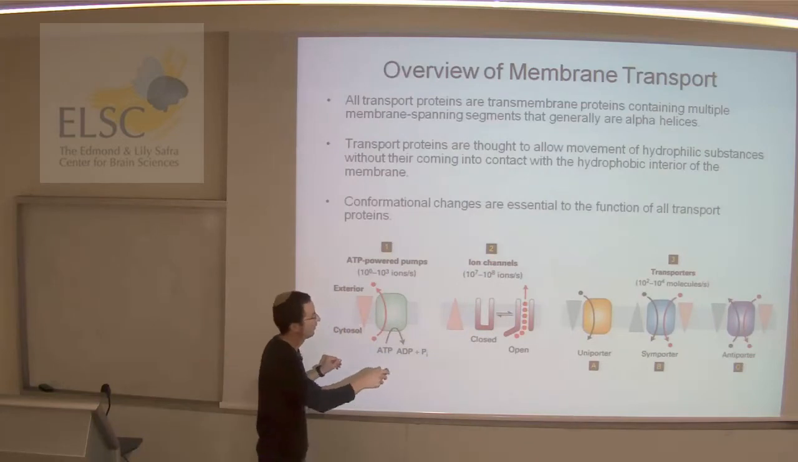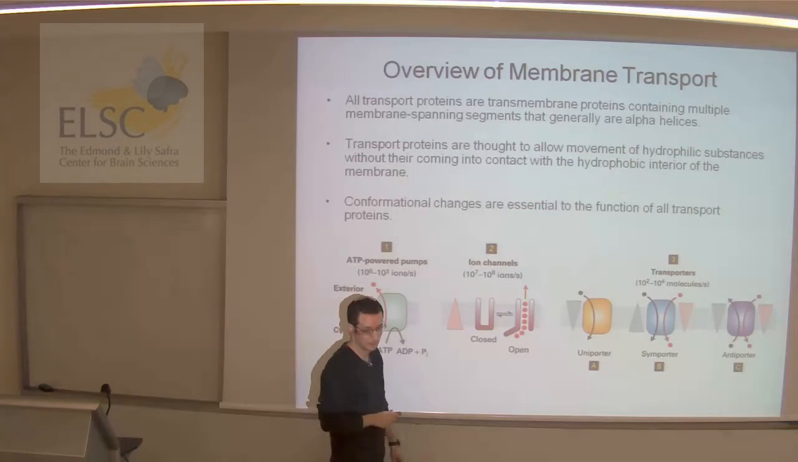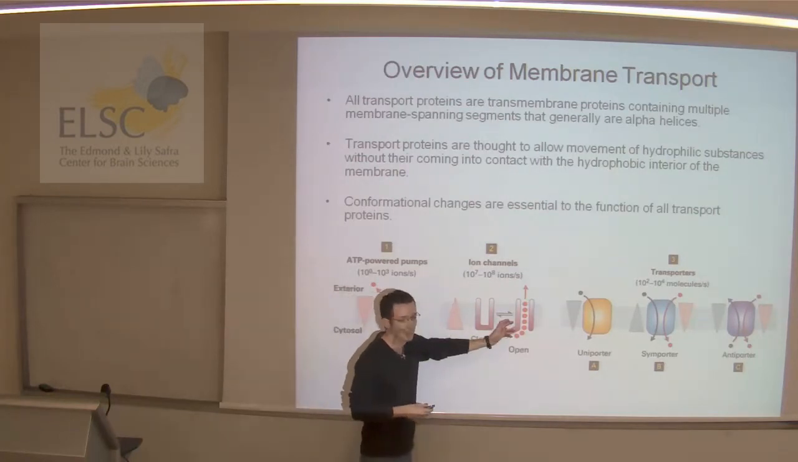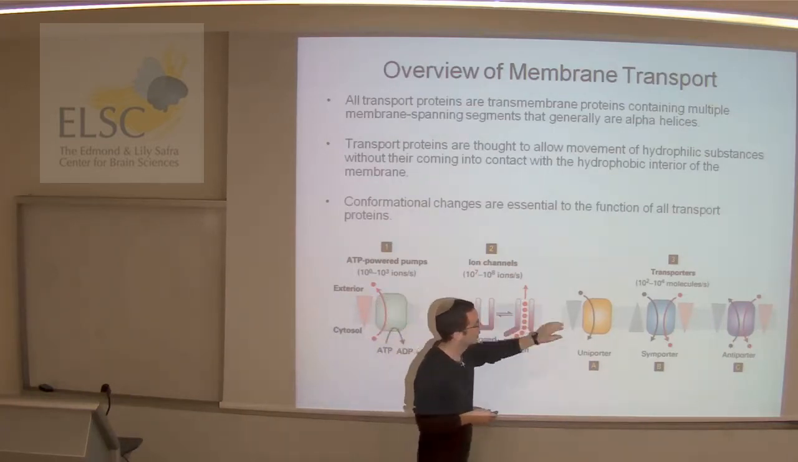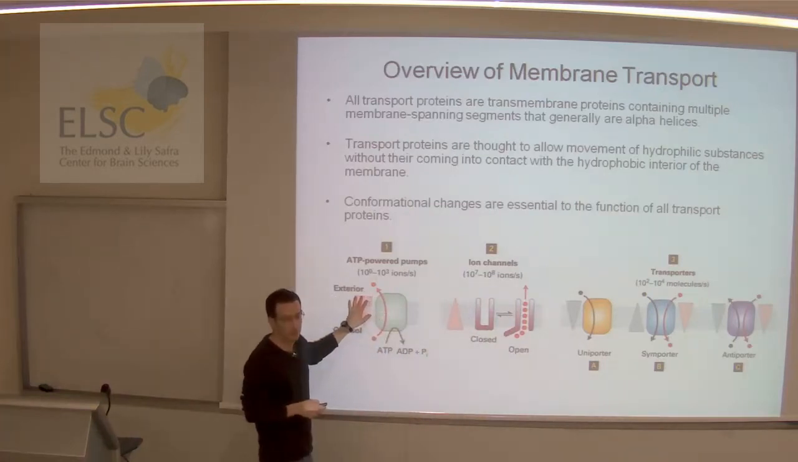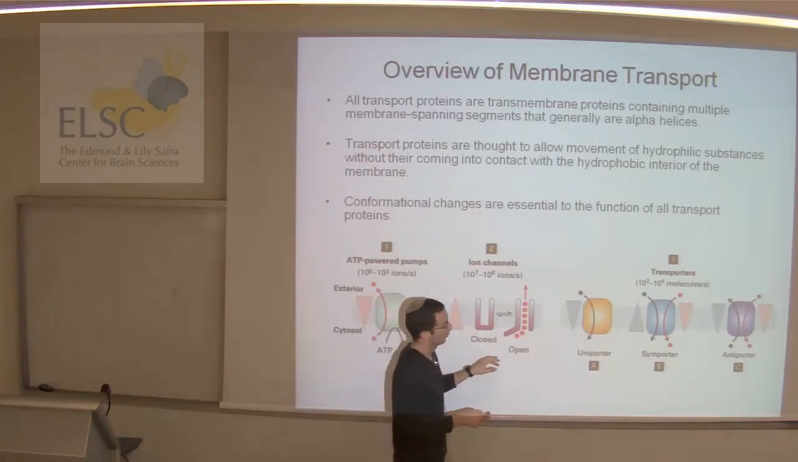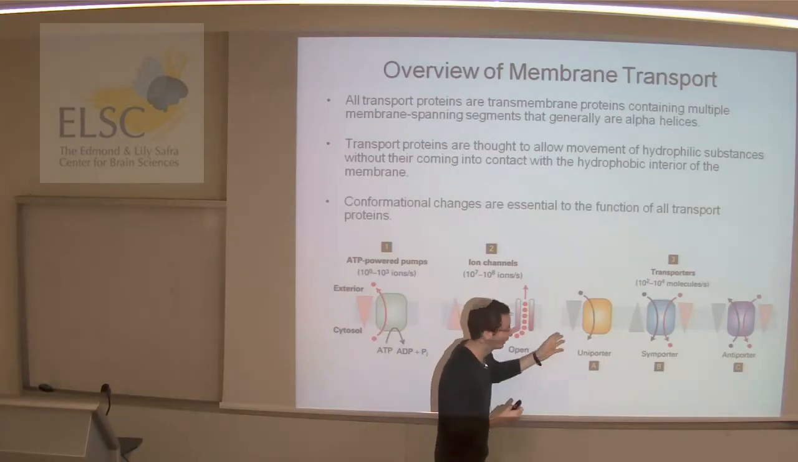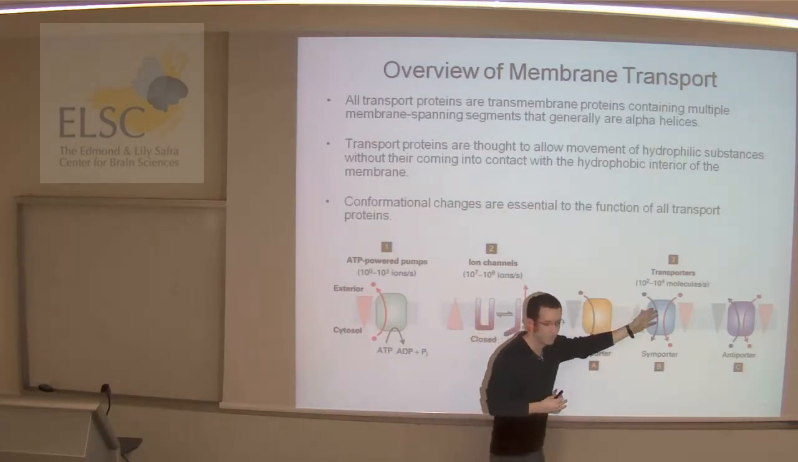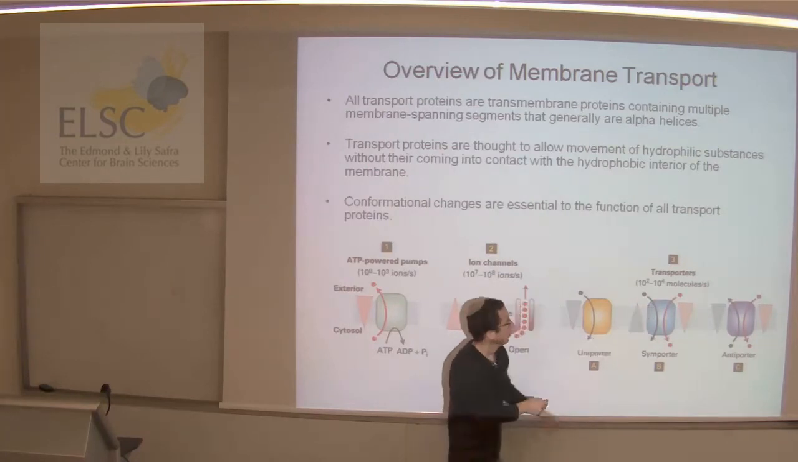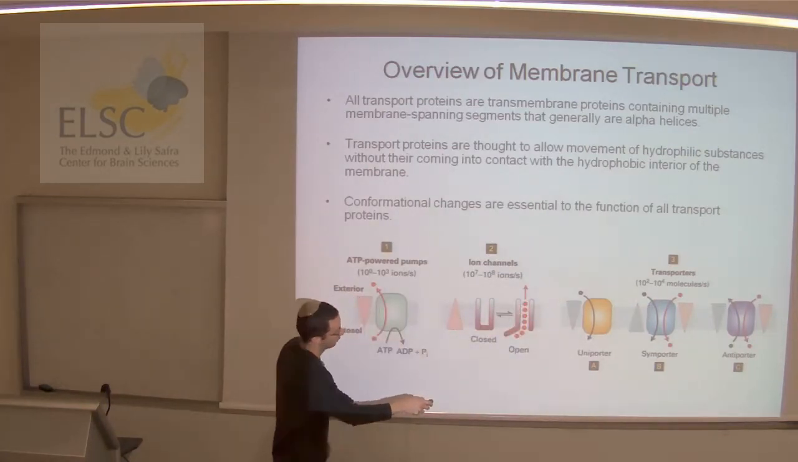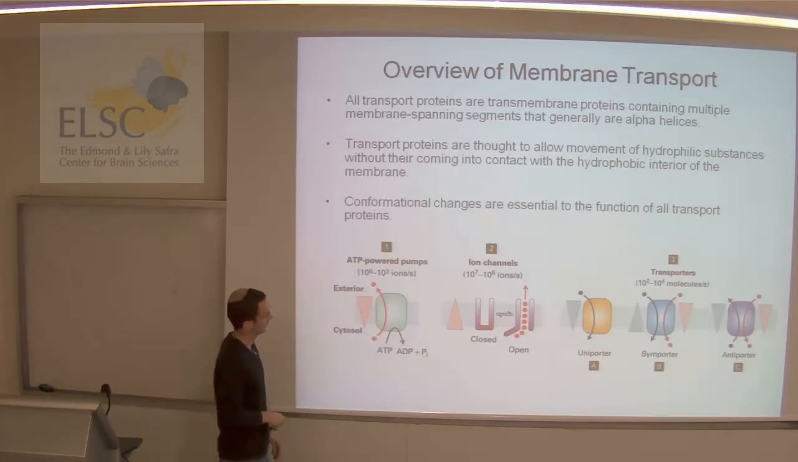So ion channels are the fastest. They move around 10 to the power of 8 ions per second. And that is because a single conformational change in these proteins equals the transition of many ions. As opposed to transporters and ATP-powered pumps, in which each conformational change equals the transition of just a single molecule or just a couple of them, just several molecules. So their transition rate is around 1,000 molecules per second. It can be a bit more than that, but that's the average.